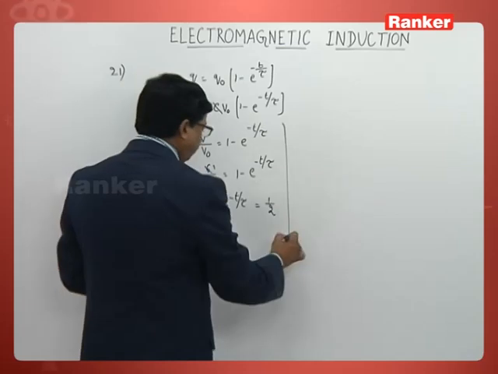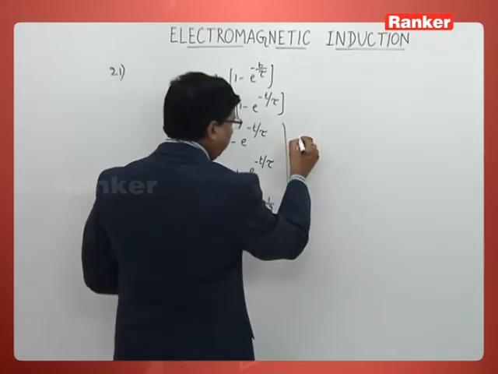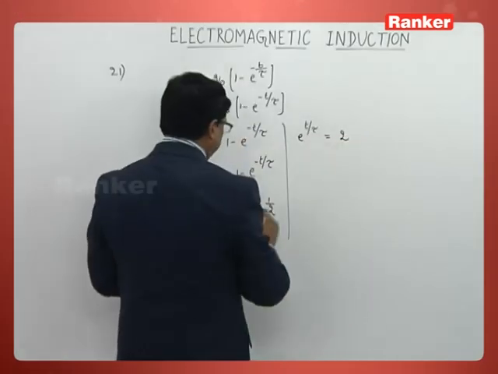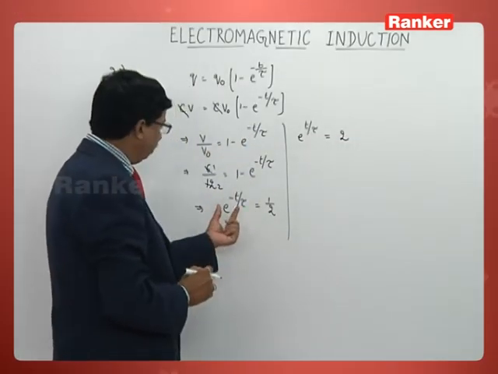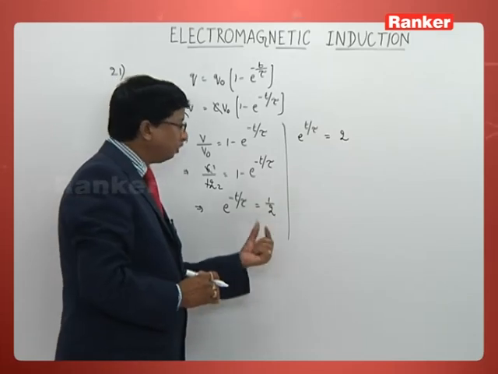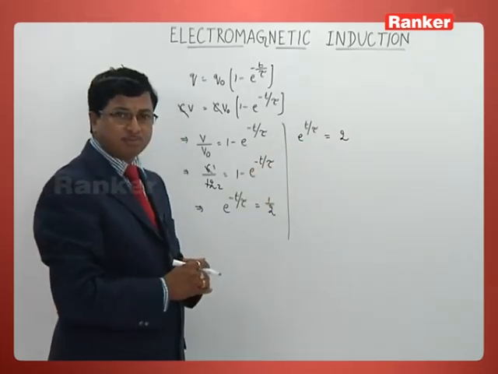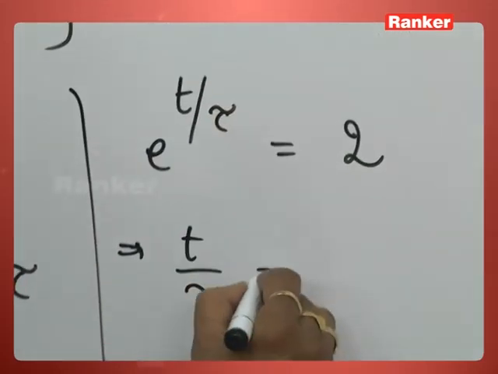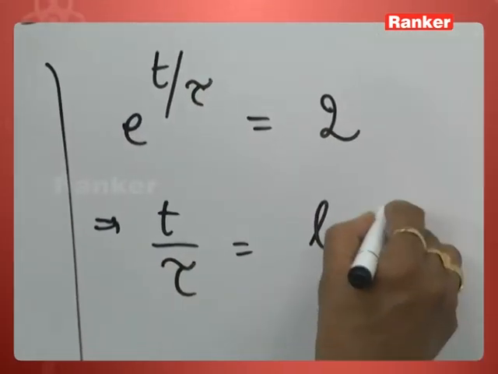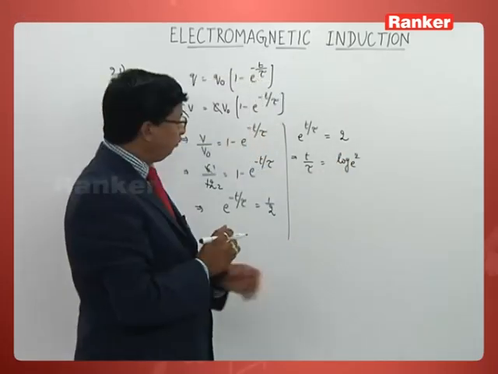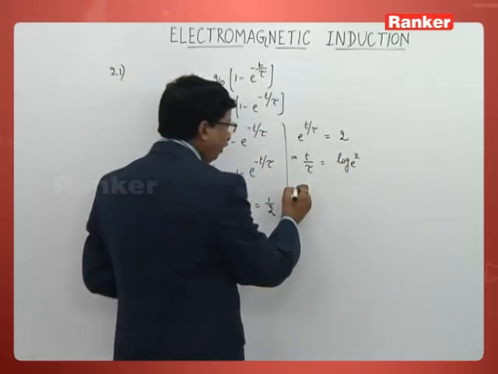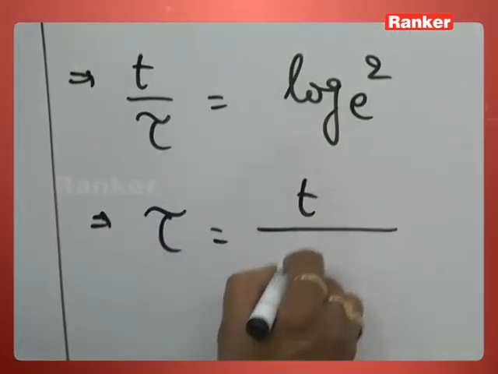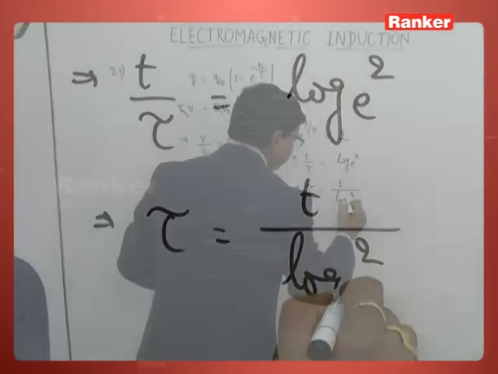Now if you simplify this one, e power T by tau is equal to 2. If you reciprocate this one directly, 1 by e power T by tau is 1 by 2. This is the equation. What can I write from this? T over tau is log of 2 to the base e. So what is the value of tau is the question. It is T by log 2 to the base e.